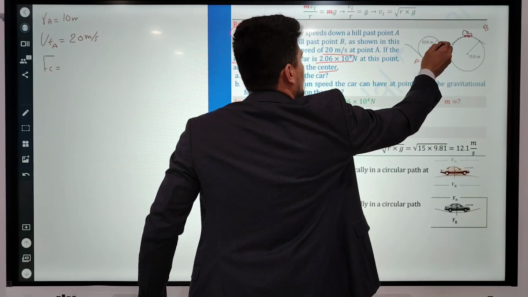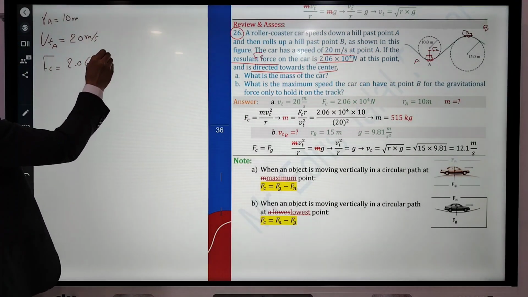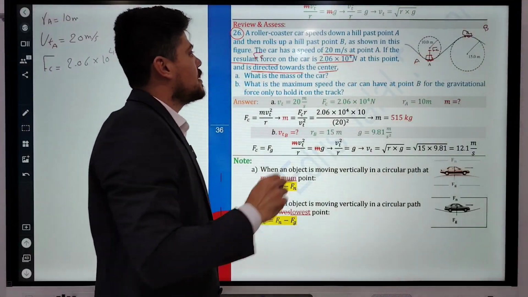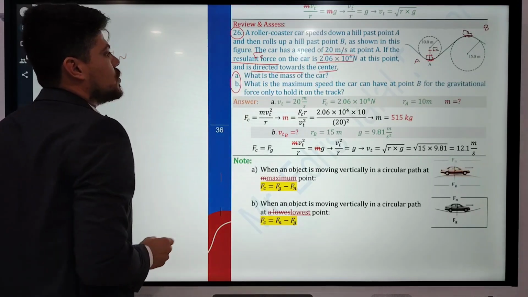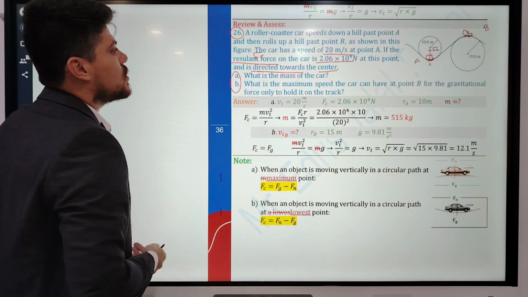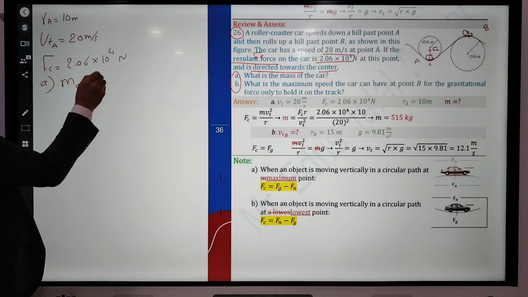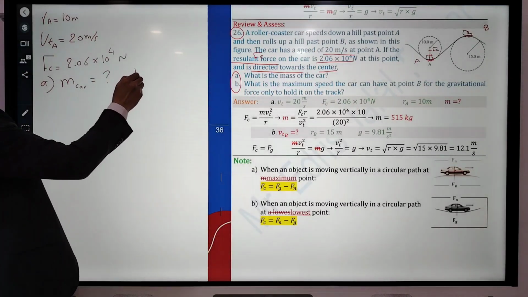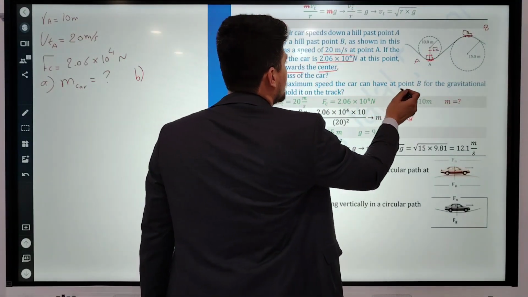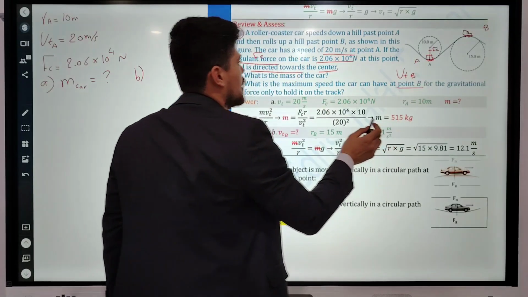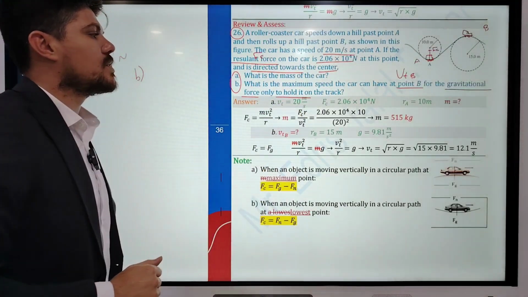This is Fc, which is equal to 206 times 10 to the power 4 Newton at point A. We have two unknowns here. A, what is the mass of the car? The mass of the car is unknown. B, what is the maximum speed the car can have at point B, VtB, for the gravitational force only to hold it on the track?